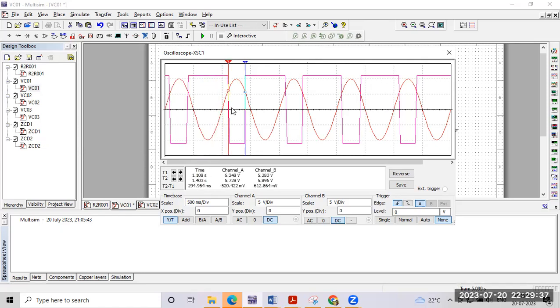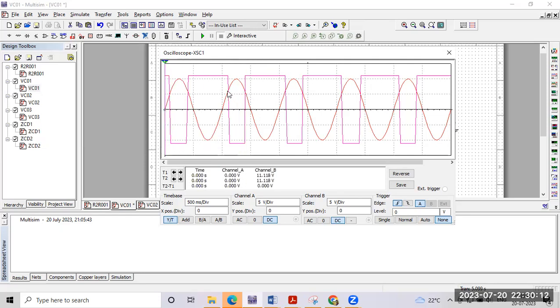In the positive cycle only, we have two references. First reference, second reference. In the first reference, 6.2 volts, approximately 6. In the second reference, 5.7, approximately 6 only. So 6 volts is the reference. Whenever our input voltage goes greater than this 6 volts, only then will our output change from positive to negative or negative to positive.